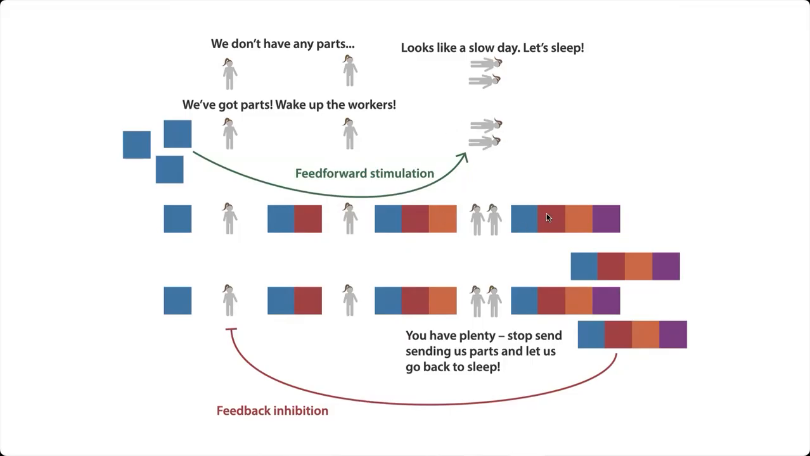But then you start making things, and maybe you made enough, and now you've made too much. And now these workers are going to be like, hey, we've made so many. We've got way more than you need. Stop making us do this and let us sleep. And so that would be feedback inhibition. So you've got these products of a downstream reaction inhibiting an enzyme upstream.